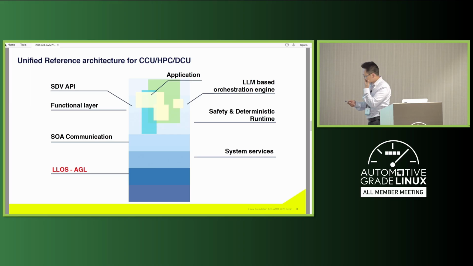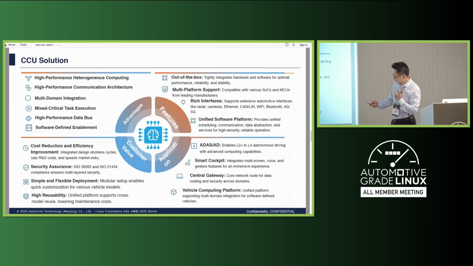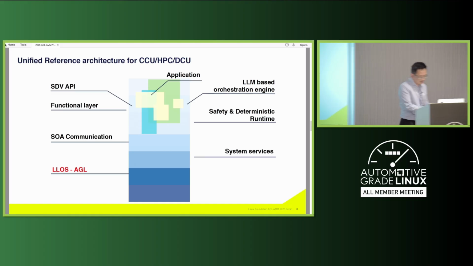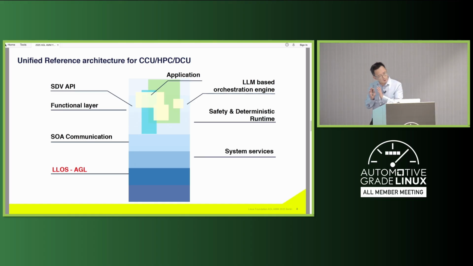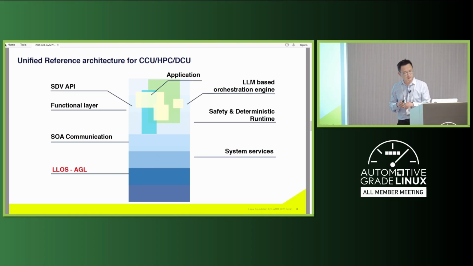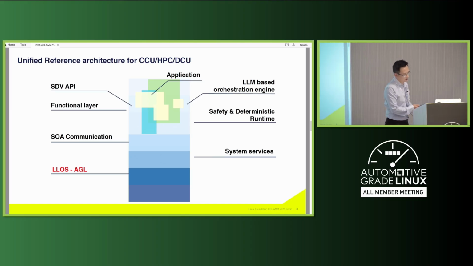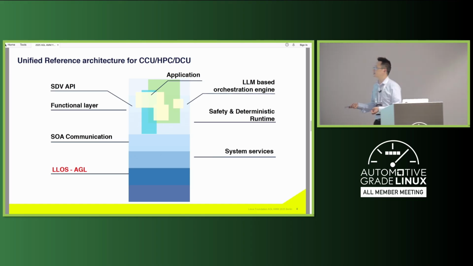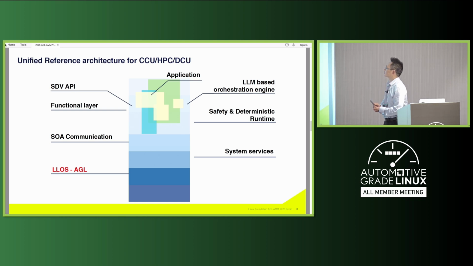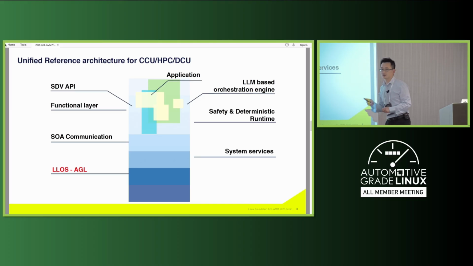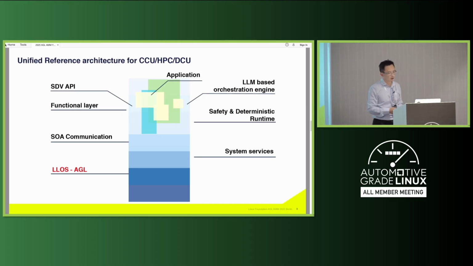Now next, I talked about the CCU solution, right? This is our, again, 3,000 feet view. This is what our overall software architecture looks like in the centralized computing unit, and what is highlighted is what we did based on AGL. Then we have a system service, SOA communication layer, deterministic runtime across the entire vehicle, function layer, and the SDV APIs in a SOA format.